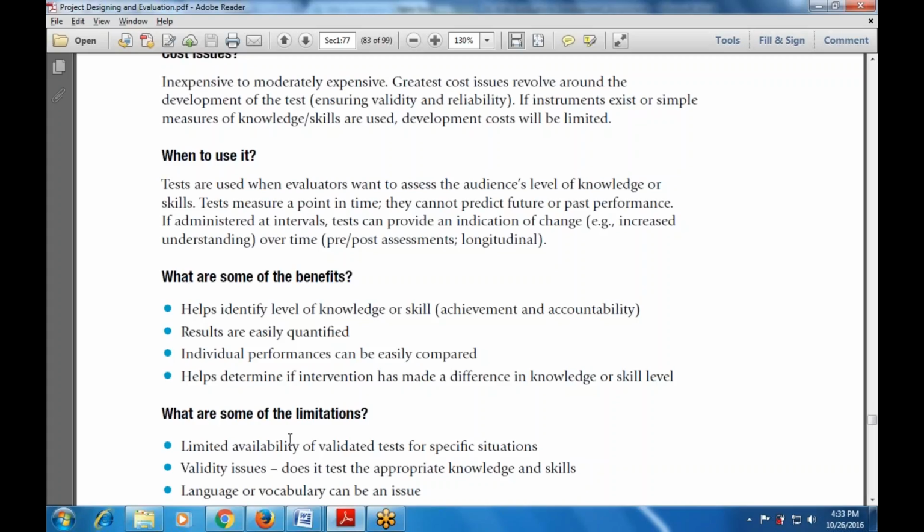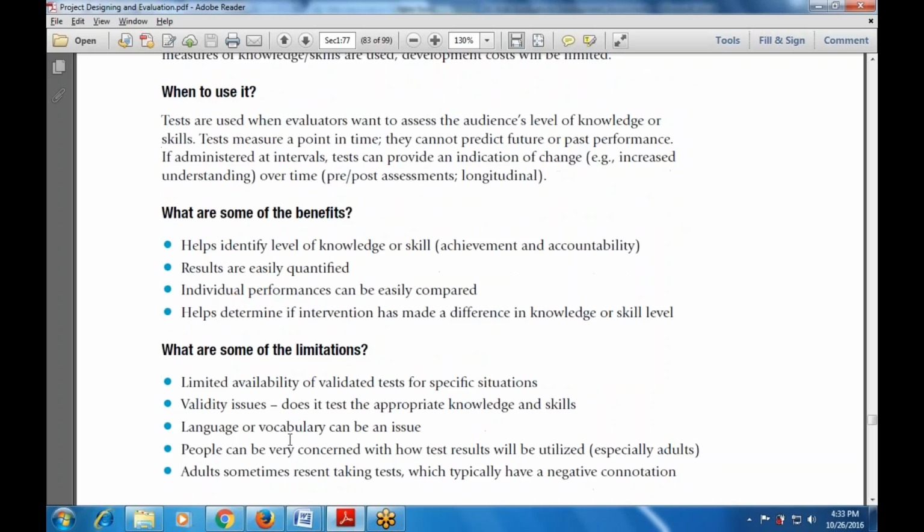Now, what are the various limitations of conducting the test? First is limited availability of validated tests for specific situations. Limited availability means there are no validated tests available that can be used for specific situations.